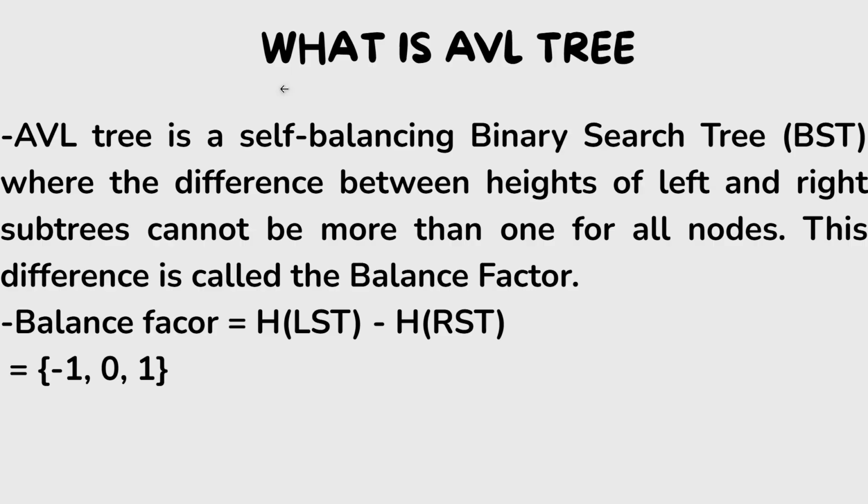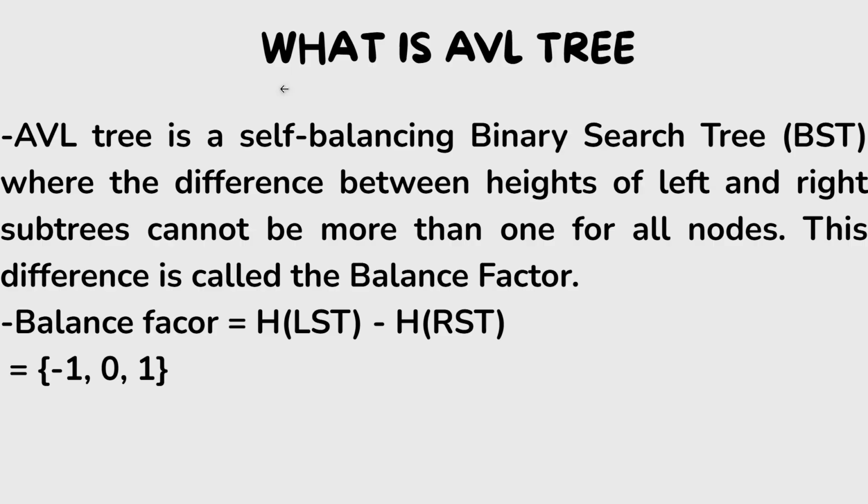So it means that an AVL tree automatically maintains balance as values are inserted or removed. In a normal BST, if values are inserted in sorted order, the tree becomes skewed or unbalanced, making searching slow. So the AVL tree solves the problem by making sure the tree stays balanced.